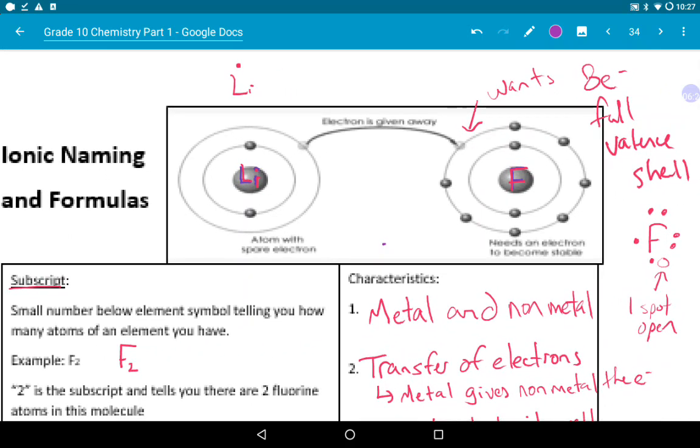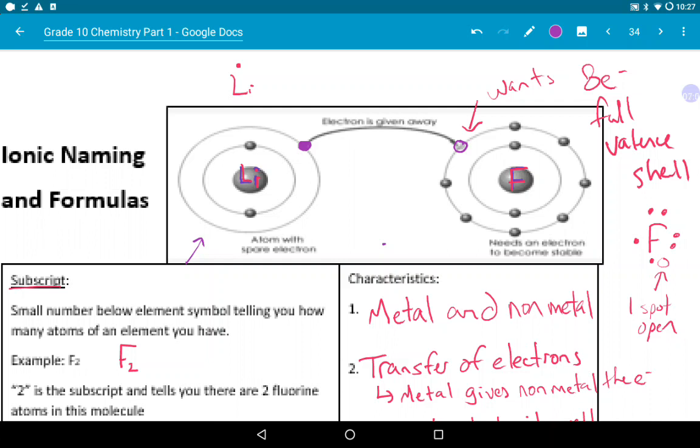Okay, so like I mentioned, ionic compounds form from a metal and a nonmetal. Here's an example. We've got a lithium atom with 3 electrons, and a fluorine atom with 2, 3, 4, 5, 6, 7, 8, 9 electrons. The lithium has 1 electron in its outer valence shell, and the fluorine has 1 valence spot open in its valence shell.